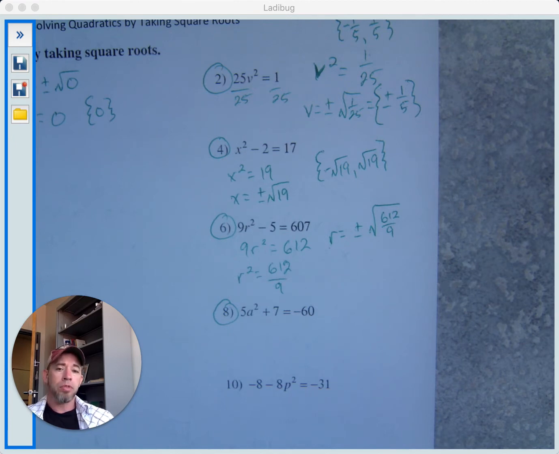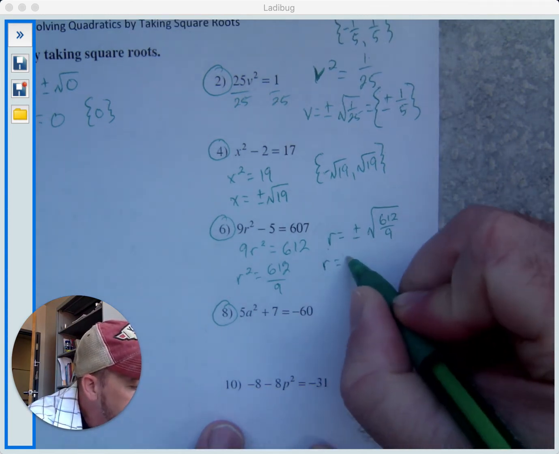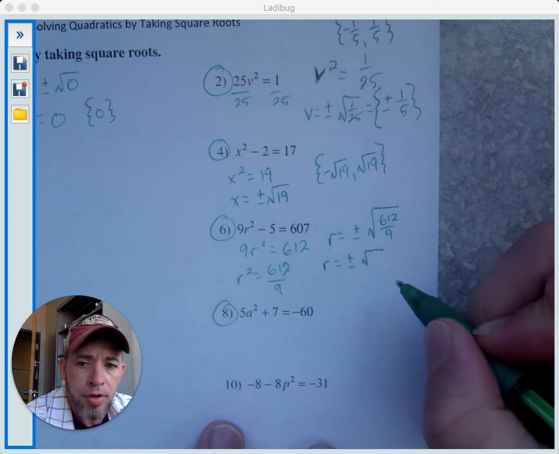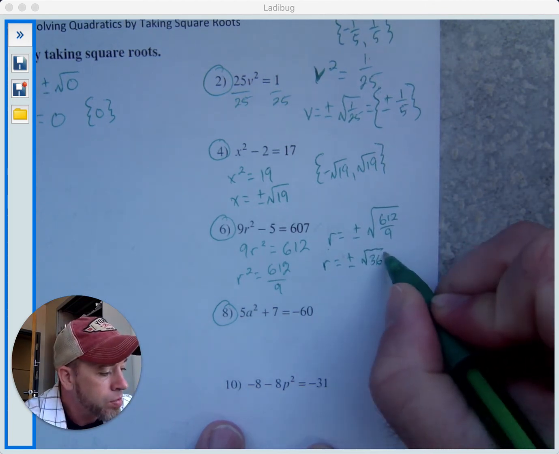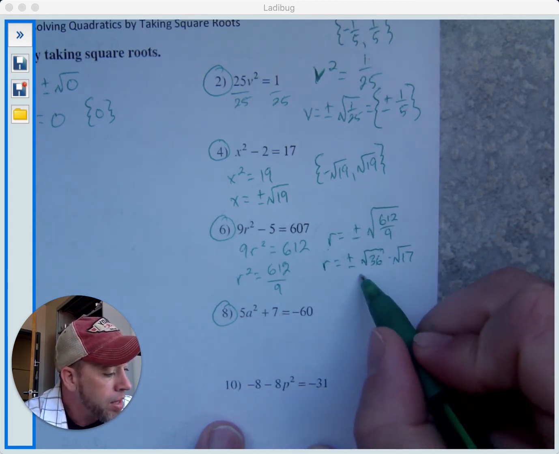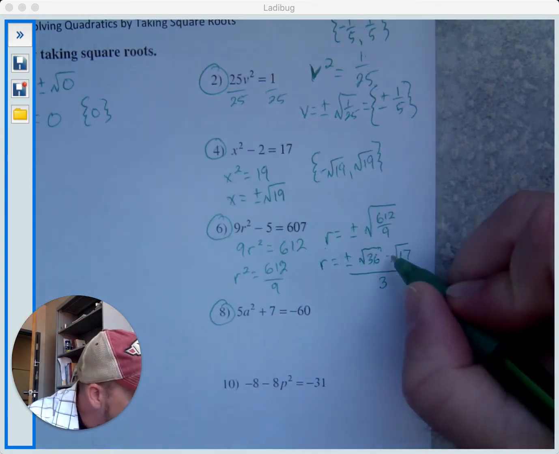What are some other multiples of 4 that are perfect squares, like 36, right? So let's try 612 divided by 36. Ah, that works. It's 17 times, and 17 is not a perfect square. So I think that's going to work out well for us. So let's separate this, plus or minus. On the top, we have the square root of 36, which is a perfect square, times the square root of 17. And then we're going to divide by square root of 9, which is 3, right? So this is multiply, not subtract there.